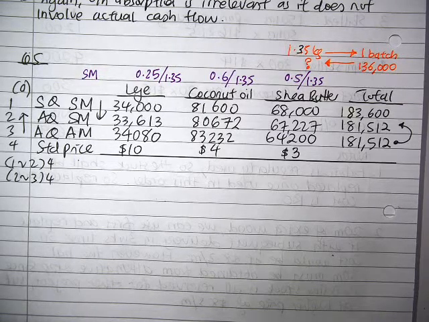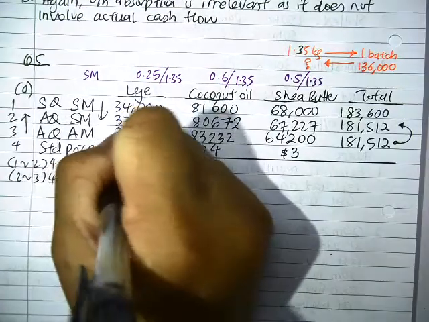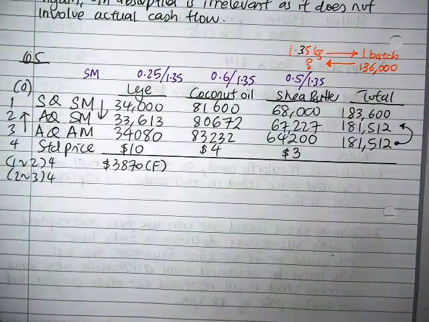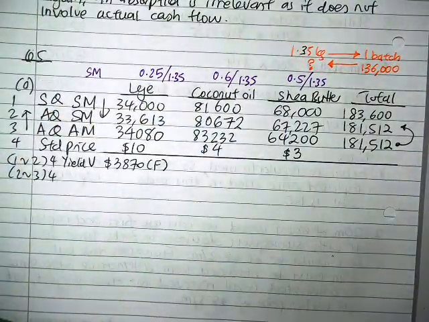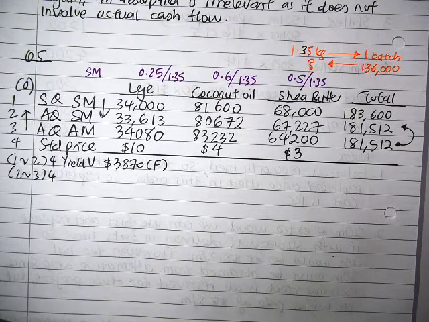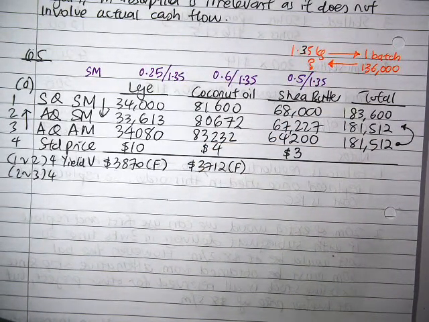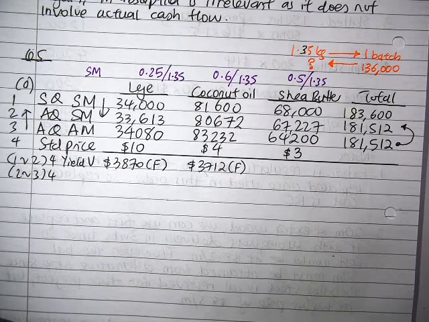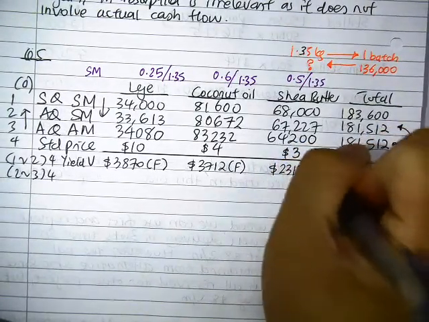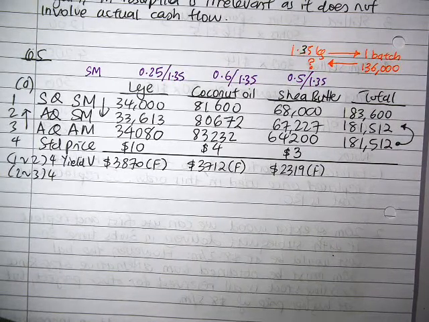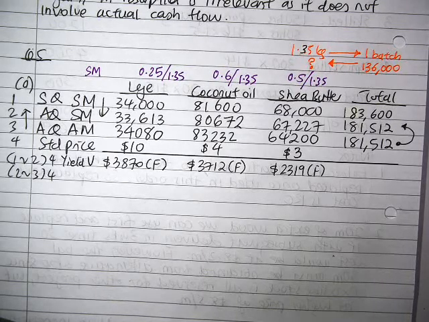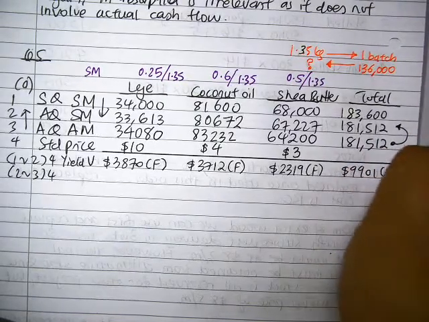Now you just take the difference and multiply. So 34,000 minus 33,613 times 10, 3,870. Now what is this variance? Yield variance. So 3,870 favorable. Then 81,600 minus 80,672 times 4, 3,712 favorable. Then 68,000 minus 67,227 times 3, 2,319 favorable. Now for the yield variance, if one is favorable, everything is favorable because the yield is together one. So your total yield variance is 9,909.